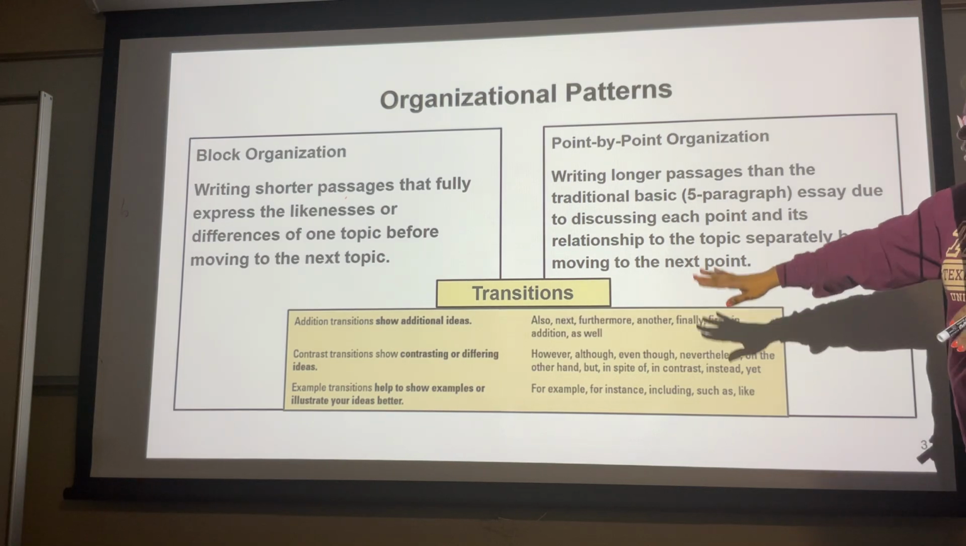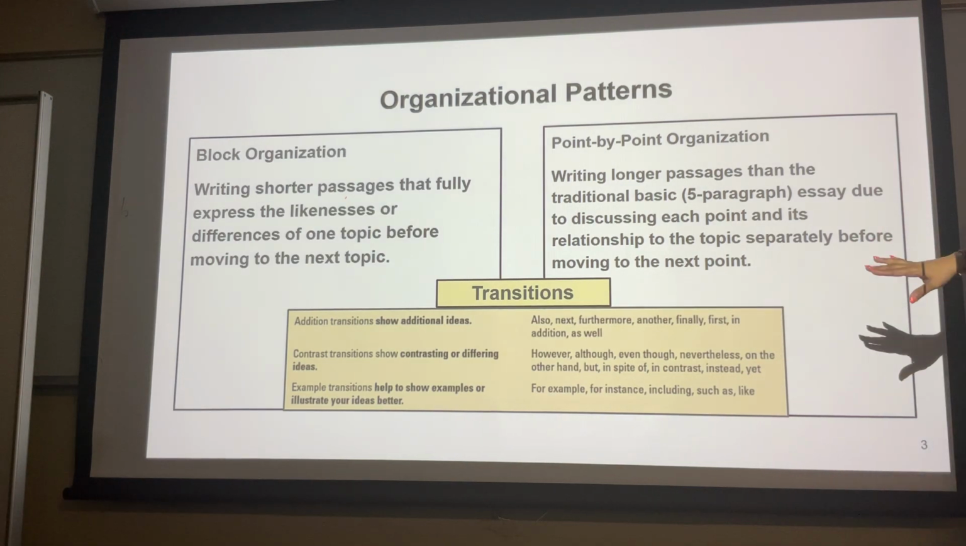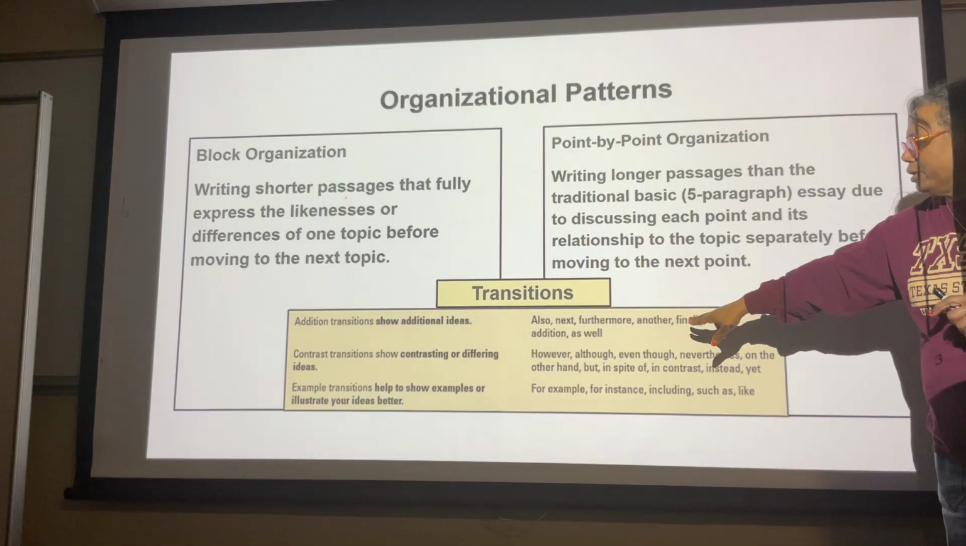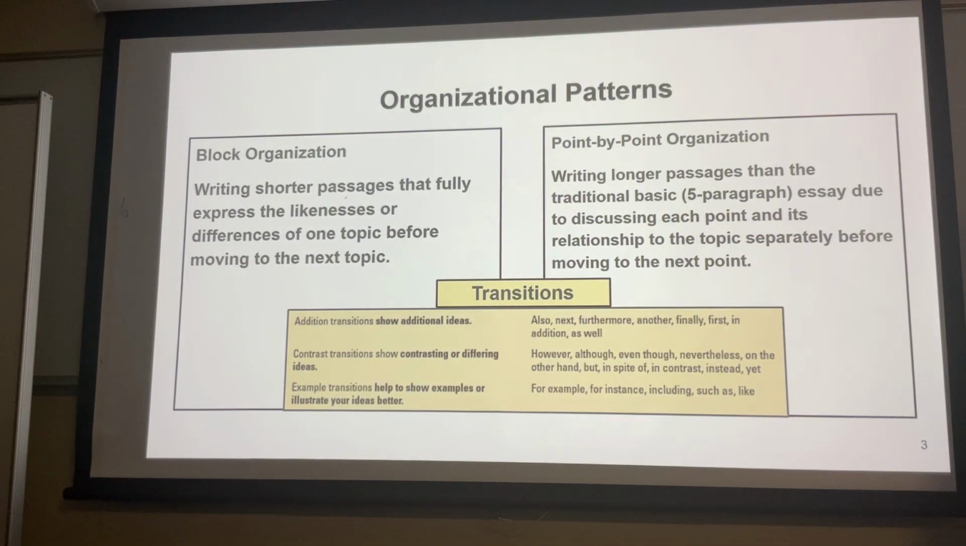So these are all your transitions that you would use. So you might use like this one right here. Also, next, furthermore, another, finally, first, in addition, as well. Those are what you would use going from paragraph to paragraph, or within it, to talk about the same person. So if you're still talking about regret in this paragraph, then you would use those, okay?